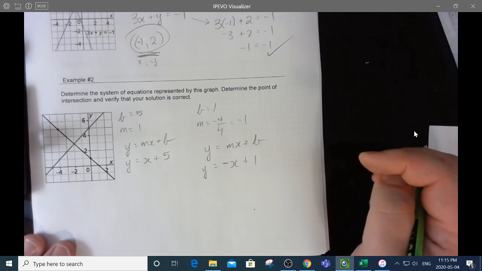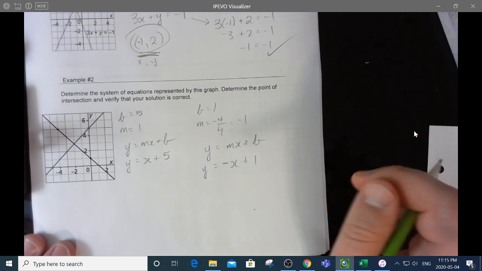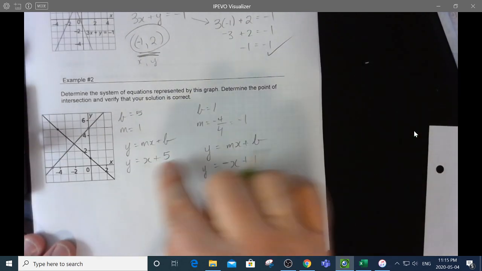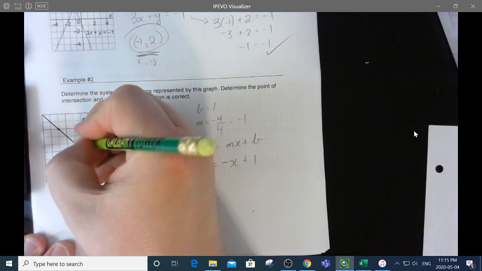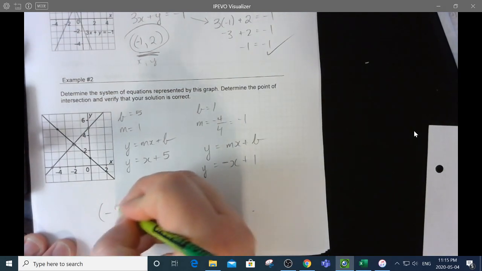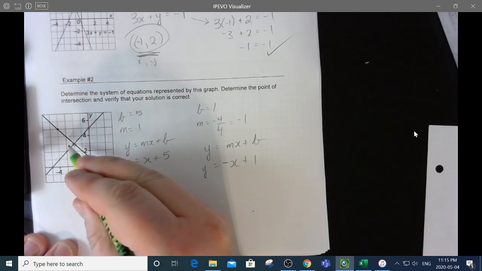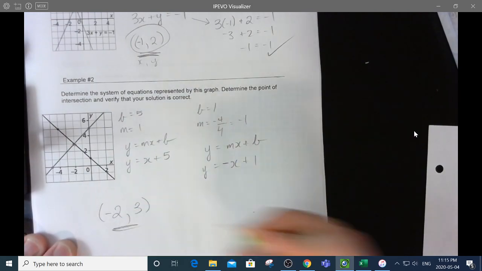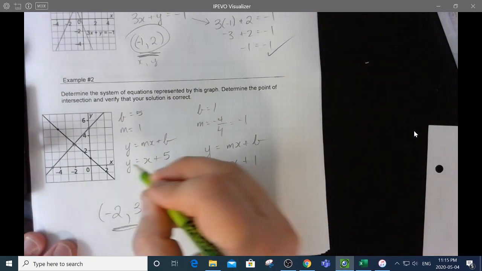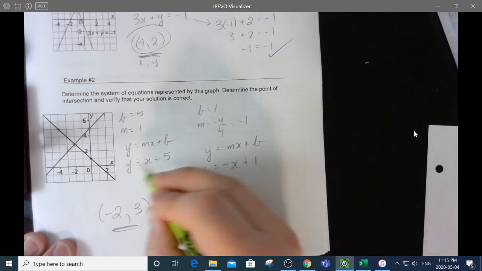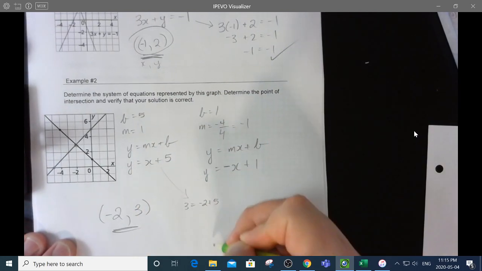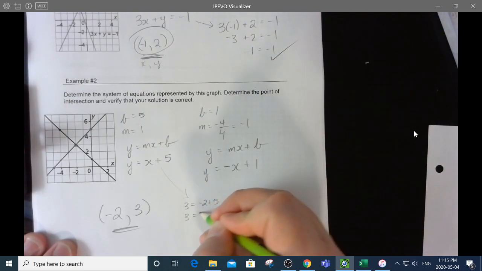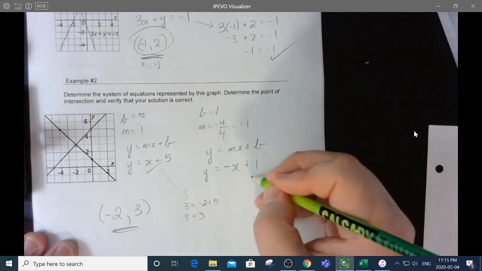Now, what is the solution of those two equations? What is the place where the x and the y are the same value in both equations? Well, according to this graph, if I read it properly, and let's not mess it up this time, negative 2, 3. All right, let's see if that's true. Let's verify it. We'll do this one first. If y is 3 and x is negative 2, do I get a true statement? Yes, I do. 3 equals 3. It works for that one. Let's try it for this one.